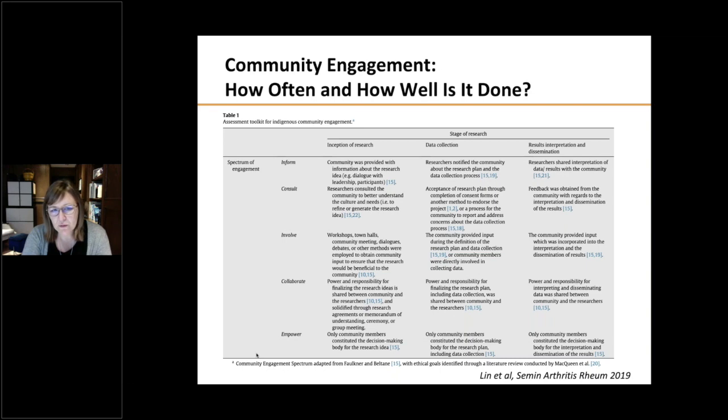So we also broke that spectrum down into the different stages of research and talked about how you might inform a community when you're starting research, or how you might involve a community at the stages of data collection, and then how the results are shared as well. And so using this matrix, we went ahead and basically critiqued rheumatology research to see how often this was actually done with Indigenous communities.